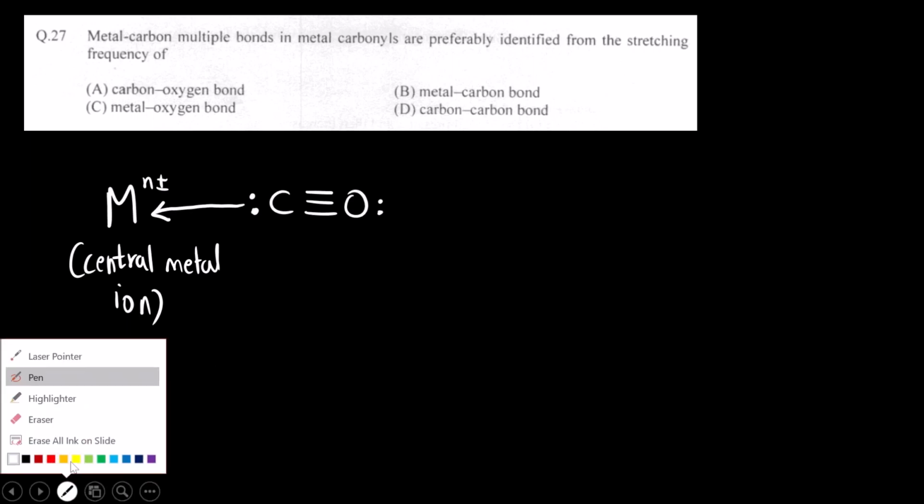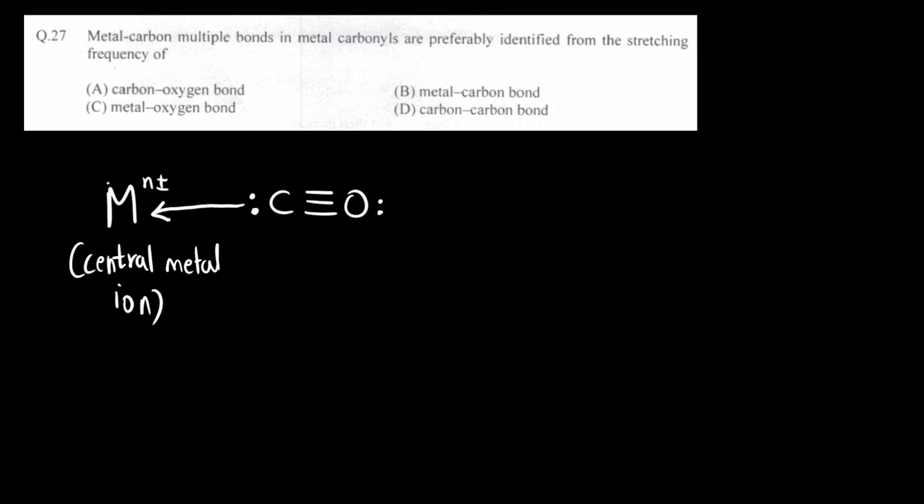And then a back bond will also be formed. There will be multiple metal carbonyls, not just one carbonyl ligand. Let's say it is an octahedral complex. So in an octahedral complex there will be how many CO ligands? There will be a total of 6 CO ligands, right? So there are multiple CO ligands.